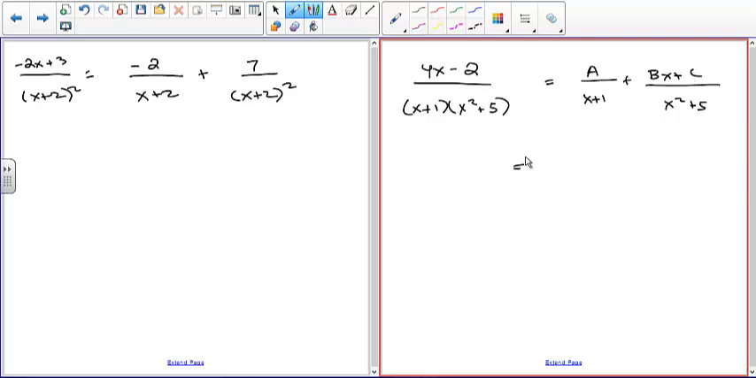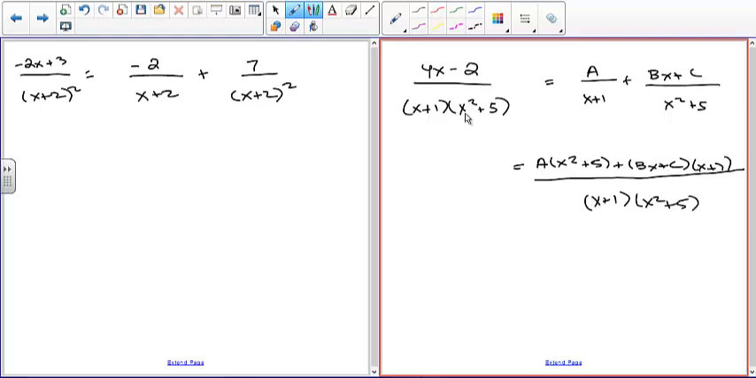Okay, so it's kind of like with distinct linear factors. You can cross multiply here. So you'd have a times x squared plus 5 plus bx plus c times x plus 1, all divided by the product of those two, which just gets us back to the same denominator as we originally had. And we got to figure out what a, b, and c are.